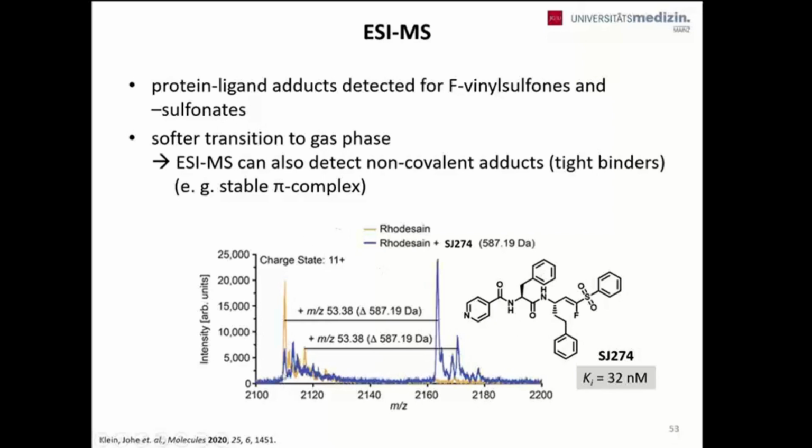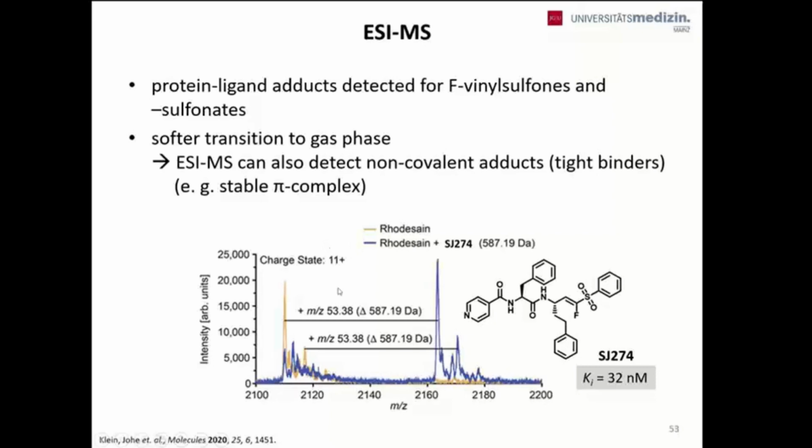You can see that down here in yellow, we have the enzyme without any inhibitor as a control. And in blue, you can see the enzyme incubated with the inhibitor. And you can see that we have a mass shift here corresponding to the mass of the inhibitor. Thus, we have an adduct. But there's one problem that we found out.